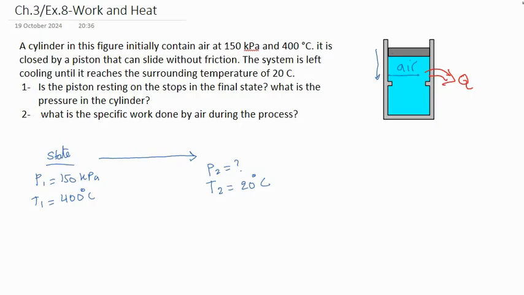We could end up reaching the 20 degrees Celsius just before hitting the stops. Or there is a possibility that we reach the 20 degrees Celsius after hitting the stops. We don't know. Now we need to find out what is exactly happening. It's important as well to mention that when the piston reaches the stops here, the pressure in this state will still be equal to the initial pressure of 150 kilopascal. But once the piston rests on the stops, the pressure will start to drop.